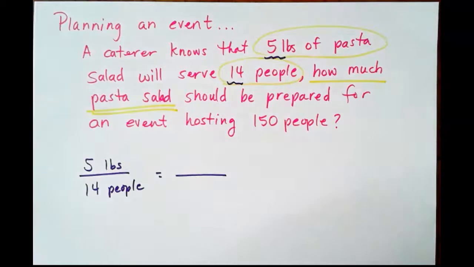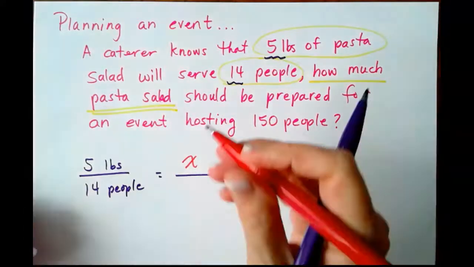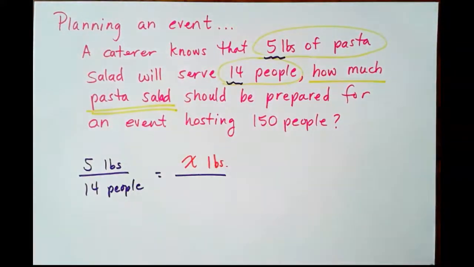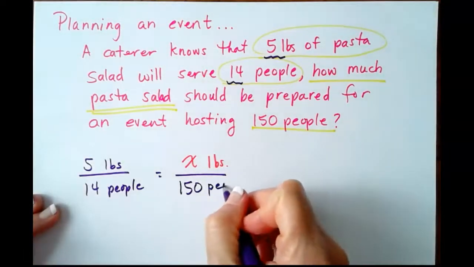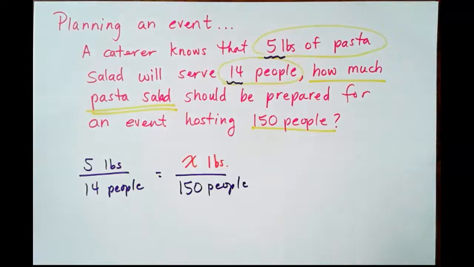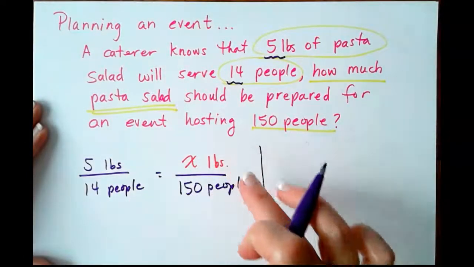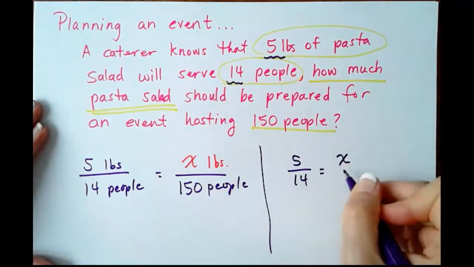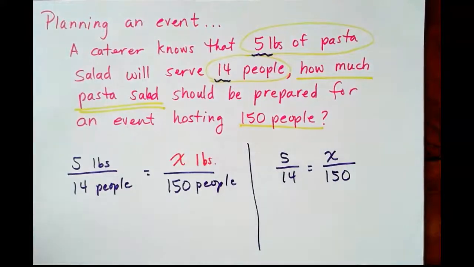So we are going to put our x up on the top because x number of pounds of pasta salad is what is missing. For how many people? Well, 150 people. Now, we're going to cross multiply. I'm going to rewrite it because if we have pounds over people, all I really need is 5 over 14 equals x over 150. So this is our proportion.